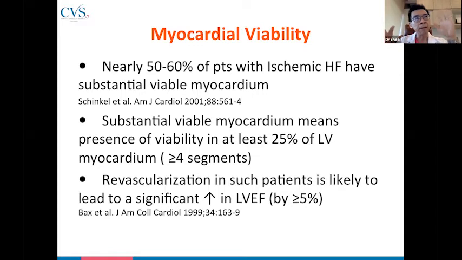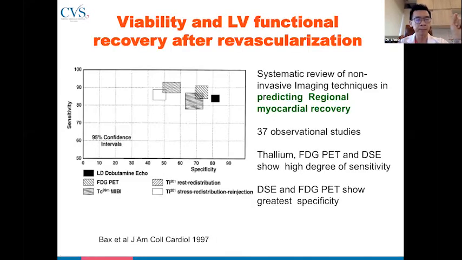You know that in up to half or more of the patients with ischemic heart failure, you may think that the LV function is very poor, but at least half of them may still have live myocardium. And these are the patients where, if you can revascularize, it is likely to lead to improvement in cardiac function. There are many ways that we can define the amount of viable myocardium. It can be by echocardiography, nuclear perfusion scan, PET scan, and so on. These various tests have different sensitivity and specificity, but basically, if you find viability in a segment, it predicts that that segment will improve in function when you revascularize it.